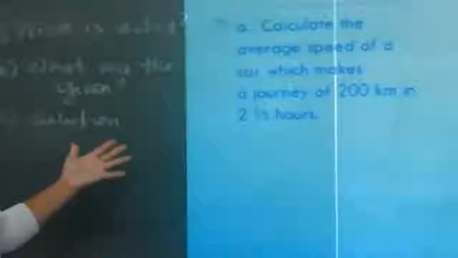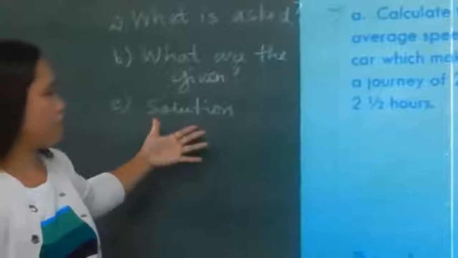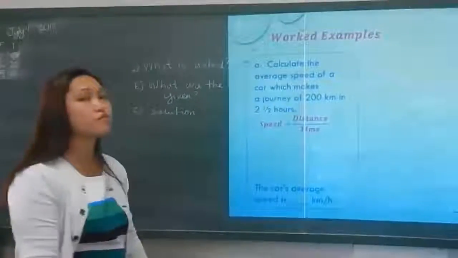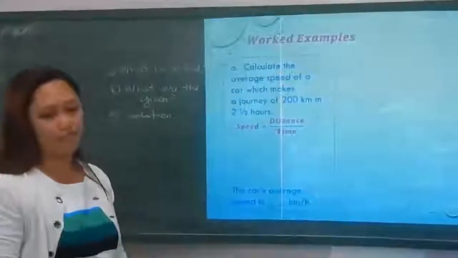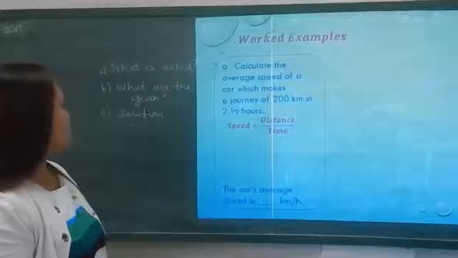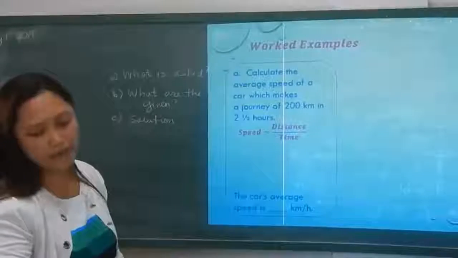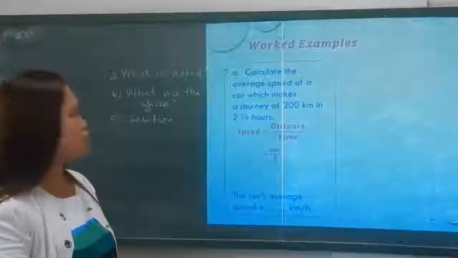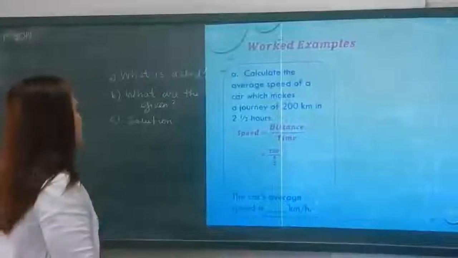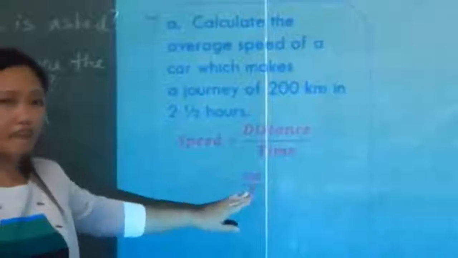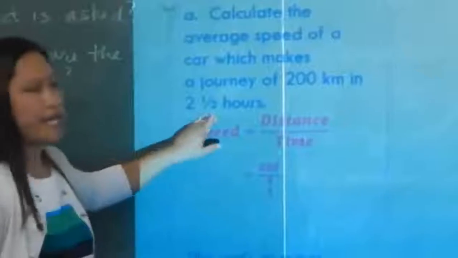Now, how are we going to solve this problem? With your solution, we write the formula first. Always remember to write the formula first. So we have speed is equal to distance over time. After writing the formula, we substitute the given values. Since the distance is 200, we have 200 over 5 halves. 5 halves is taken from 2.5 hours.